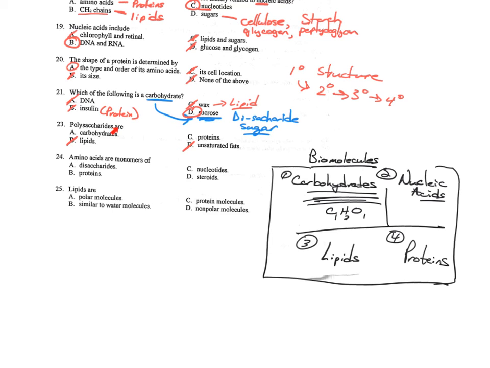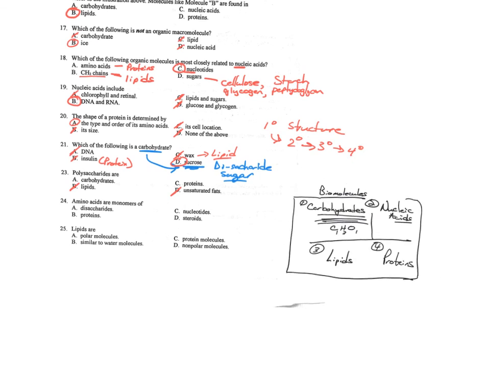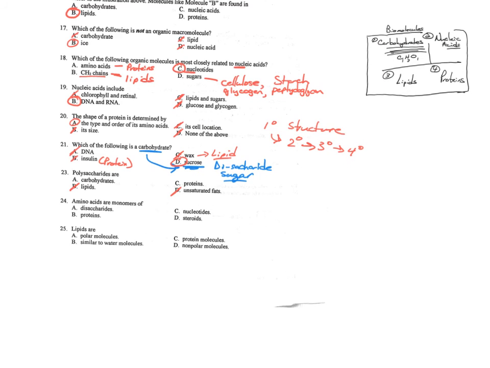So polysaccharide, what are polysaccharides? I'll go back to what I said before. A polysaccharide is more than one sugar. It's a polymer of sugars. What are those? Cellulose, starch, glycogen, peptidoglycan. Over and over and over again, right? So that's like five questions all based on this stuff.